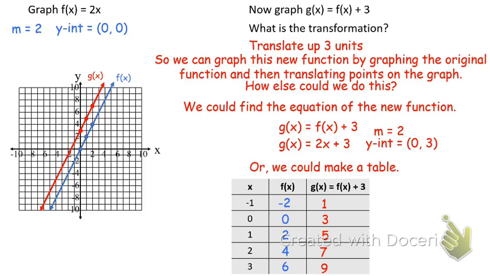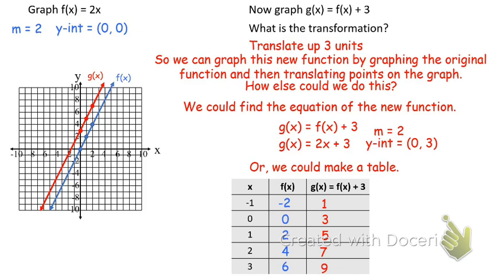So we could use the table and then plot the points on the table to get the graph. Also notice that those points on the table could be found using the equation. We knew that g of x equals 2x plus 3. If we take the x value, negative 1, multiply it by 2, and add 3, let's see what we get.